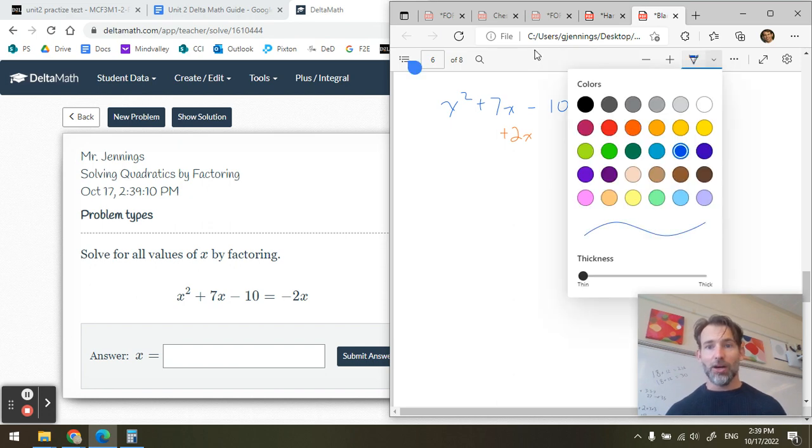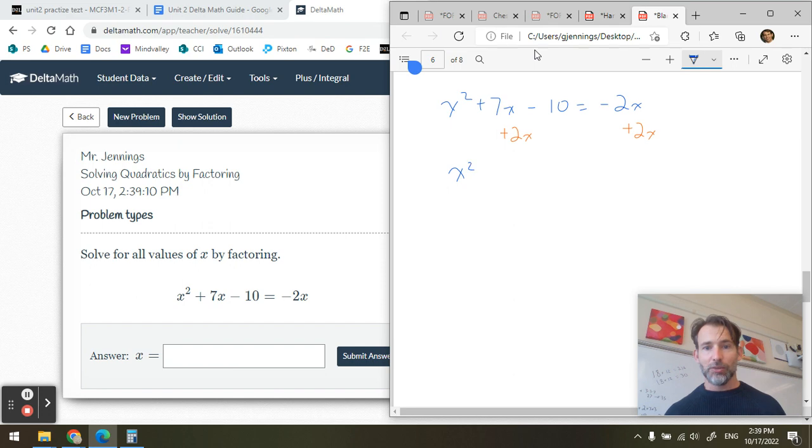And now flip back to my not inverse operations pen. X squared plus 9x minus 10. Oh, that will now factor. It would have factored before, too. Wait, no, it wouldn't have. Anyway, equals 0 now. Great. So now we can solve this by factoring.